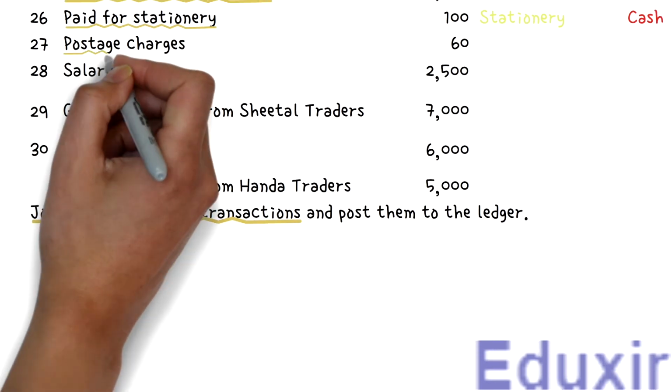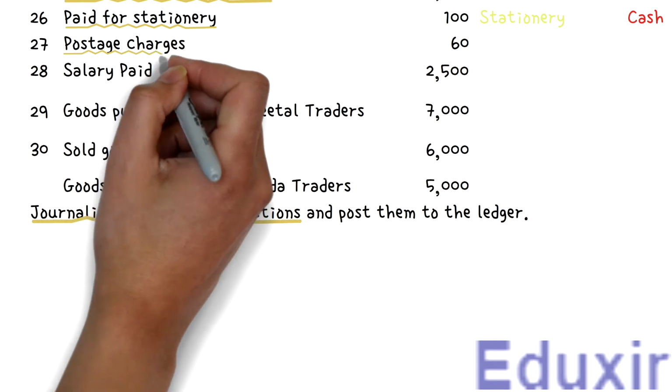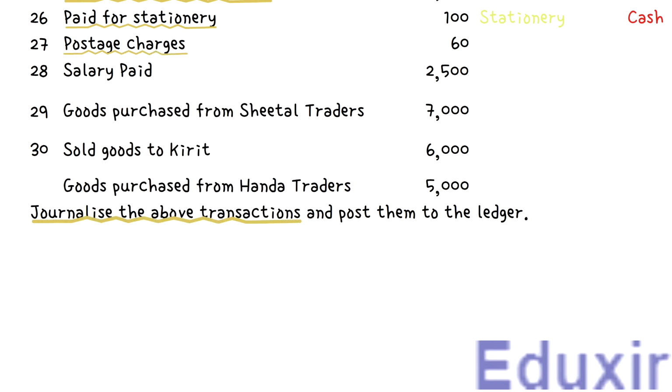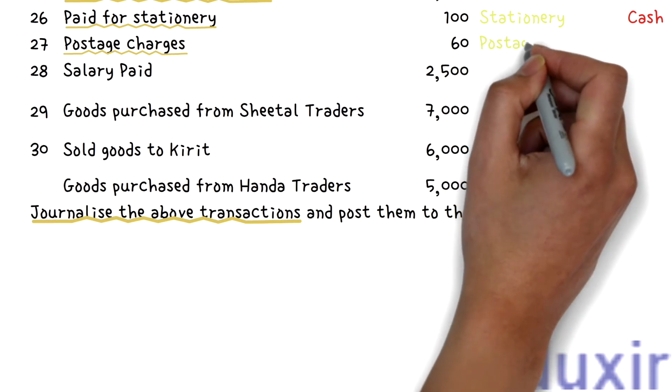In this transaction, the business has incurred postage charges worth 60 rupees. As you are aware, the payment for the postage charges can be considered to be done in cash. So, this transaction can be restated as postage charges paid in cash. So, in this transaction, the business is incurring an expense. The rule to record any expense incurred is to debit the corresponding expenses account. In this case, the postage account should be debited.